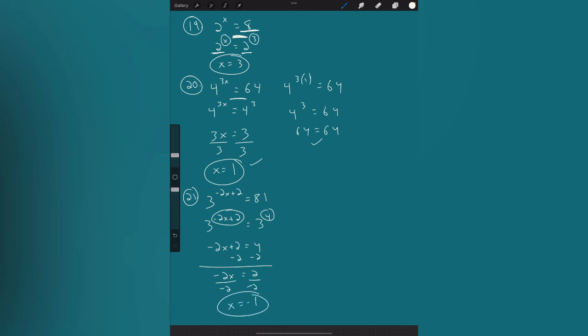Let's test it out. Let's see if that's right. I'm going to check my work. Get in the habit of checking your work. It's just the original equation. I substituted in negative 1 for x. Negative 2 times negative 1 gives me a positive 2, plus 2 is equal to 4, so 3 to the 4th power. Is that equal to 81? 3 times 3 is 9 times 3 is 27 times 3 is 81. Is that true? Yes. And that's number 21.